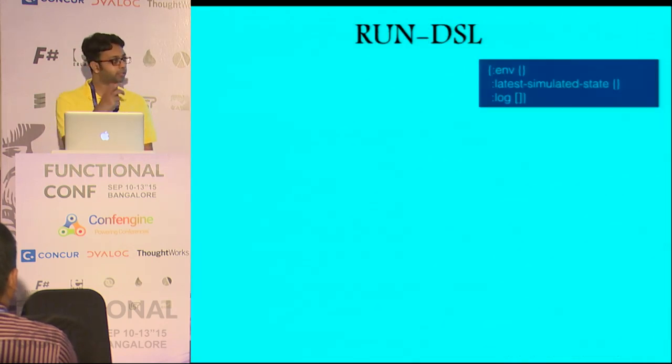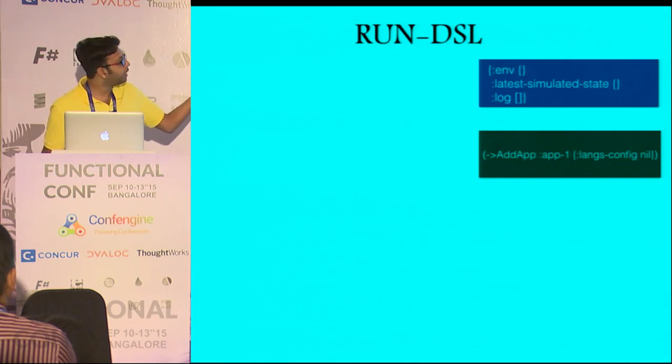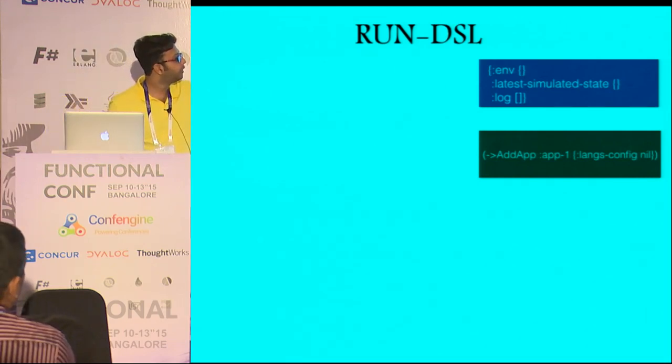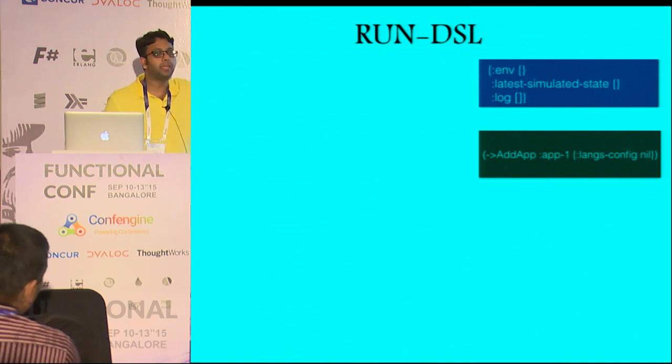So let's take a more concrete example of that. Here, that's the initial context where the environment is an empty hash map. Latest simulated state is empty because there is no state right now. And the log is just an empty list right now. And then you start with one action that I would like to add an app, call it app1, with language configuration nil. It's saying nil because by default we always have English language.